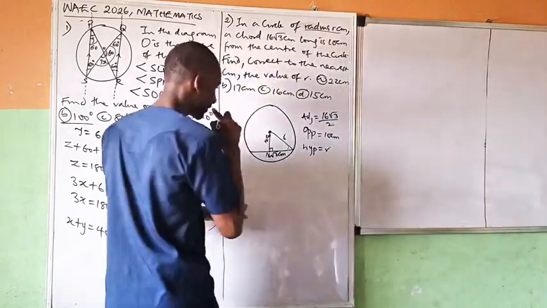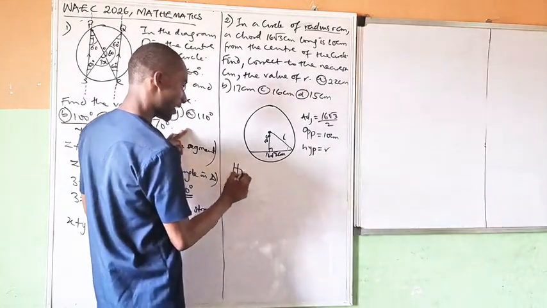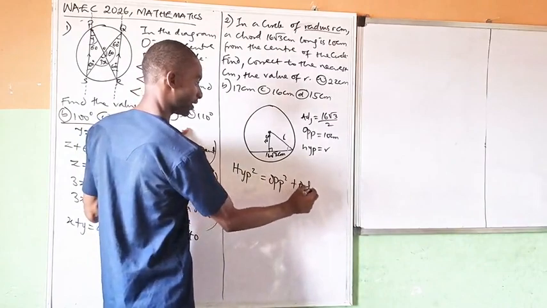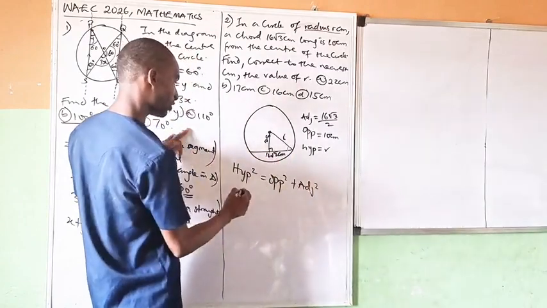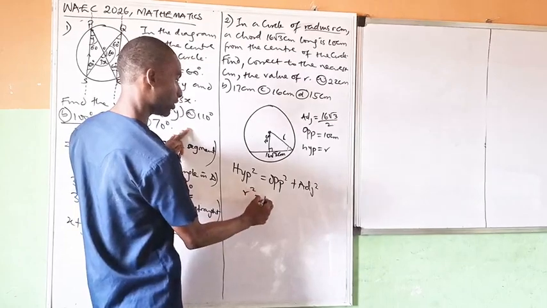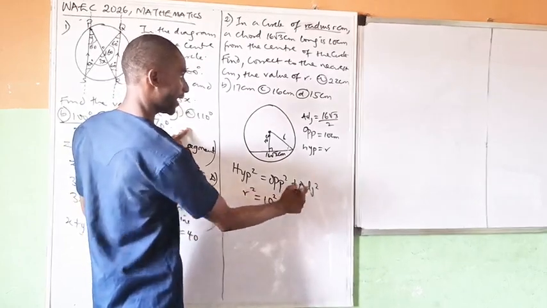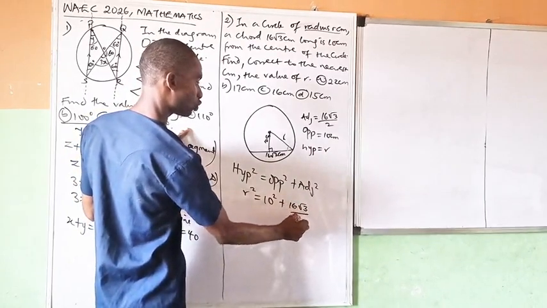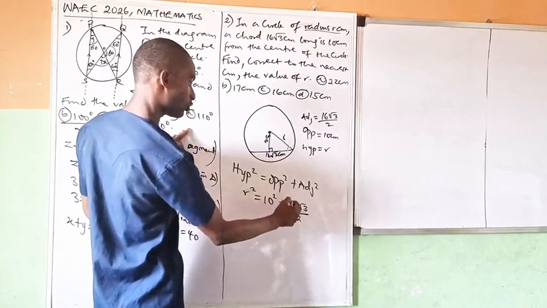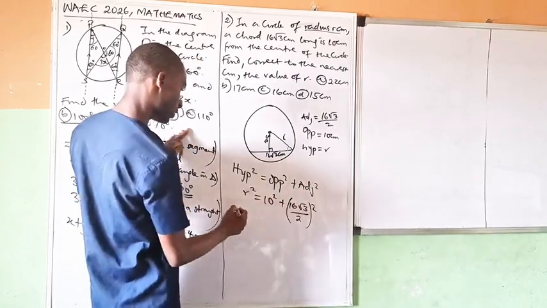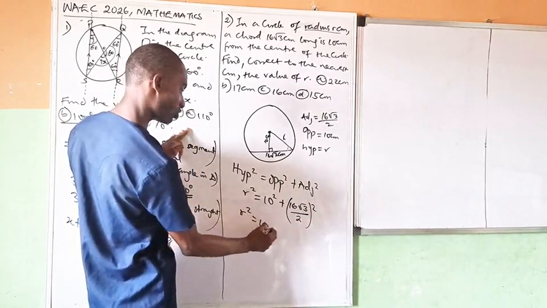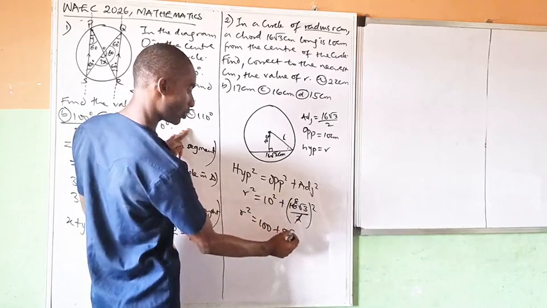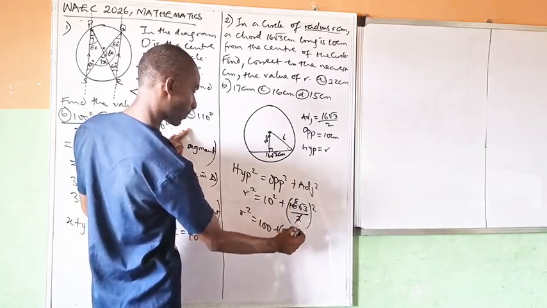So we are going to use Pythagoras theorem, which states hypotenuse squared equals opposite squared plus adjacent squared. So what is our hypotenuse squared? r squared is going to be equal to 10 squared plus adjacent, which is 16 root 3 over 2, then squared. We're going to square it. So r squared equals 100 plus, 2 into 16 is 8, so we have 8 root 3 squared.